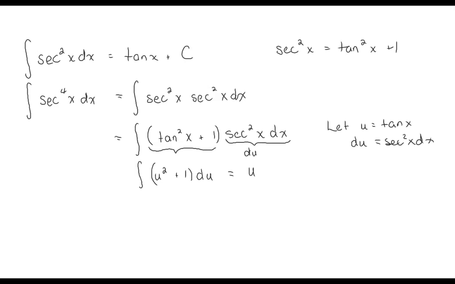And then I can integrate: u cubed over 3 plus c is tangent cubed x over 3 plus u, I missed my second term, plus tangent x plus c. I forgot to integrate my 1. Integral of 1 is u, and u is tangent x.